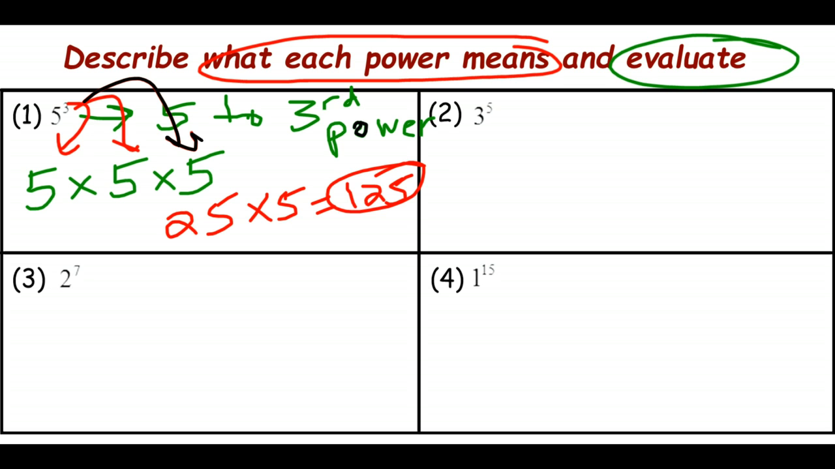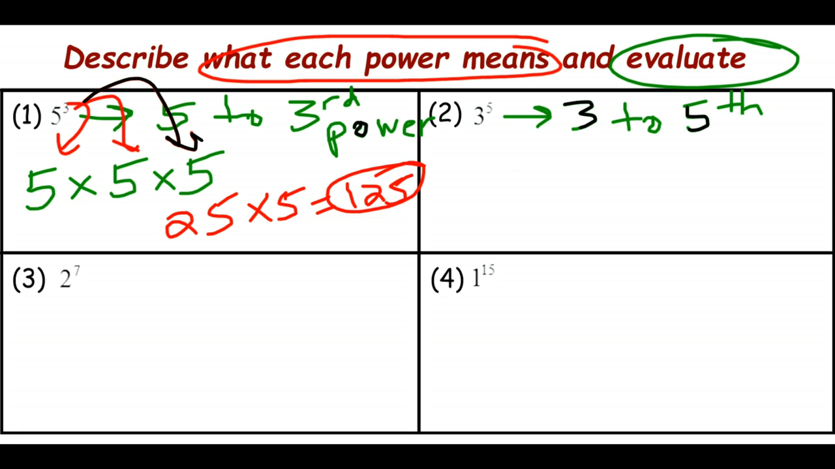Number 2, 3 to the fifth power. The reason I gave you this one next is to demonstrate that 5 to the third power and 3 to the fifth power are not the same thing, like 3 plus 5 and 5 plus 3, or 3 times 5 and 5 times 3. This is a whole new separate set of rules. 3 to the fifth is not the same as 5 to the third.